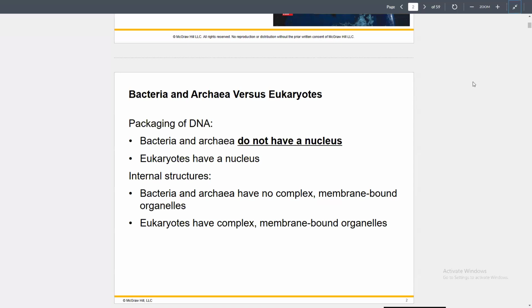So eukaryote, without karyote, and we just have to know that means nucleus. So bacteria and archaea do not have a nucleus. If they don't have a nucleus, they also don't have any other membrane-bound organelles. These are parts of the cell like mitochondria and endoplasmic reticulum, which we'll talk about in chapter 5. Bacteria and archaea do not have any of those membrane-bound organelles.